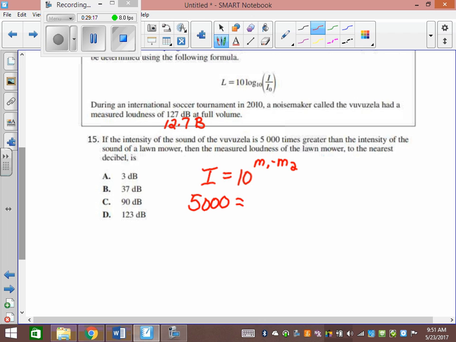So it's a big intensity. So my M1 is going to be big. Is the 12.7 bells the bigger intensity or the smaller? Is the Vuvuzela louder than the lawnmower? Yes. So it's the bigger one. So 12.7 minus M2. Solve it like you did. So you can go Y1, Y2. If you do that, your Y max has to be at least 5,000. Log base 10 of 5,000 equals 12.7 minus M2. I'm going to move the M2 over here, and I'm going to move the log 5,000 over.